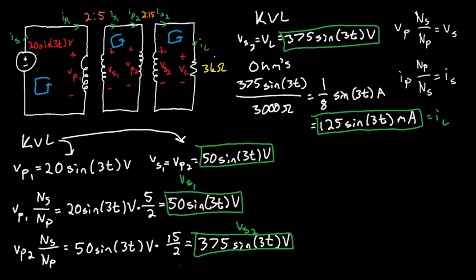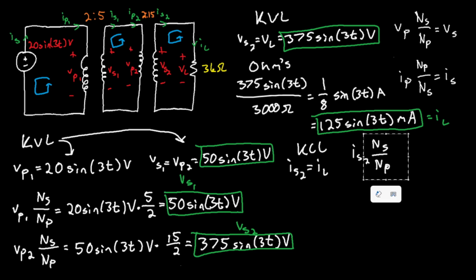Now I of S, simply KCL, is equal to I of S of 2 is equal to I of L. I'm not going to rewrite it. So we can use the transformer formulas to solve for IP of 2. Let's isolate that. IS of 2 is equal to NS over NP, and this should be equal to IP of 2, correct?